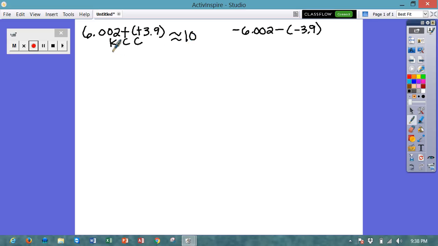But I'm going to go ahead and add these numbers together, 6.002, which is 6 and 2 thousandths, plus 3 and 9 tenths. And you can see that I lined up my decimals. That's really important because you can only add and subtract stuff that's the same. So now I am adding.